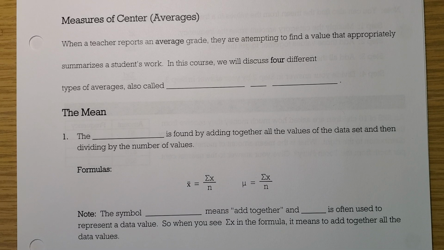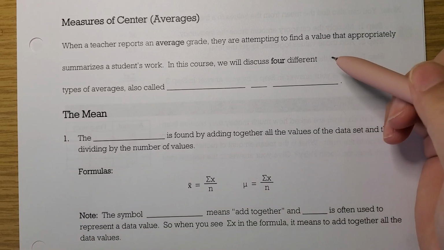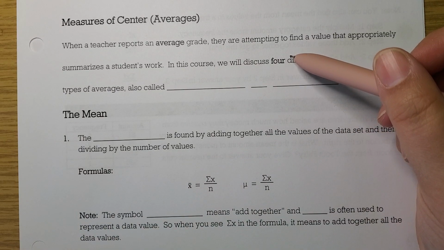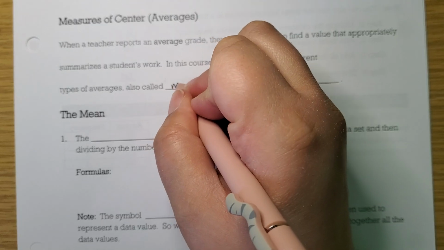An average or a measure of center is an attempt to find a value that appropriately summarizes the data. So in this course, we're going to discuss 4 different types of averages, which we're going to call measures of center.